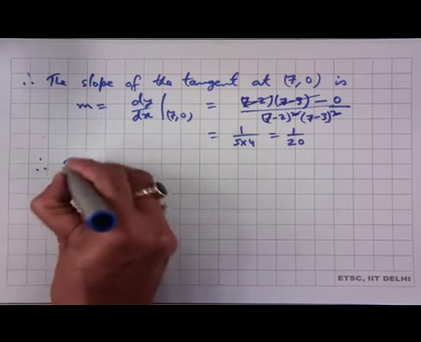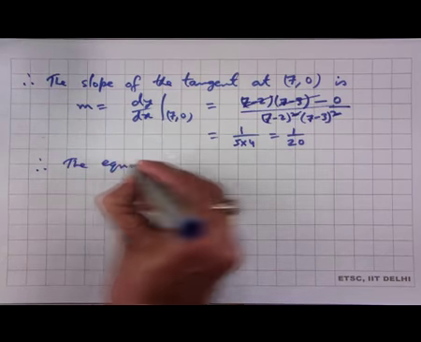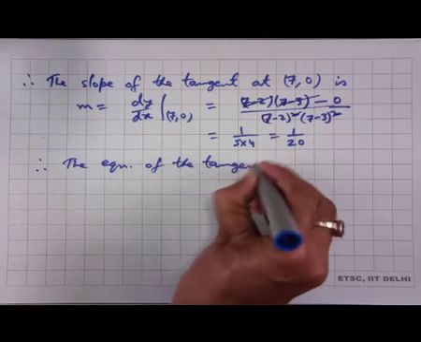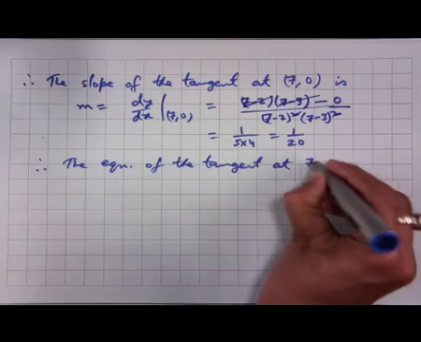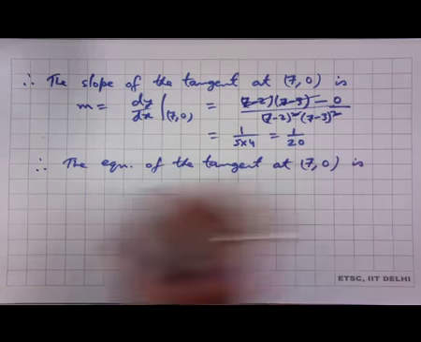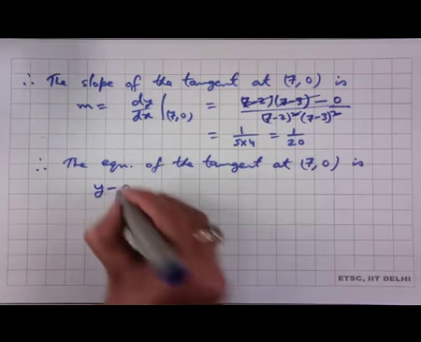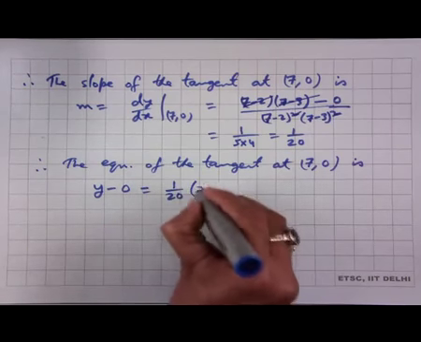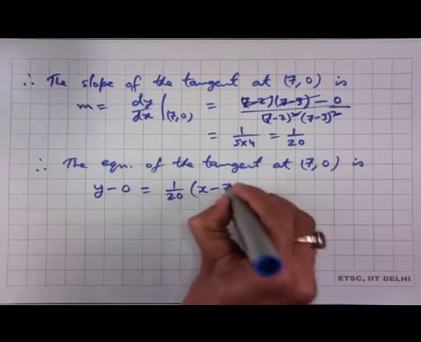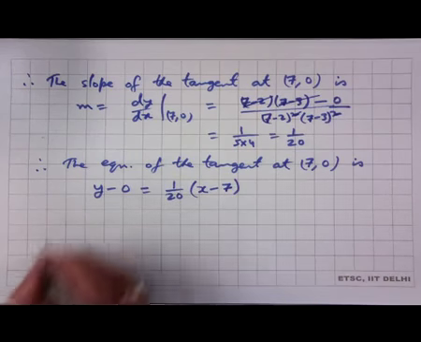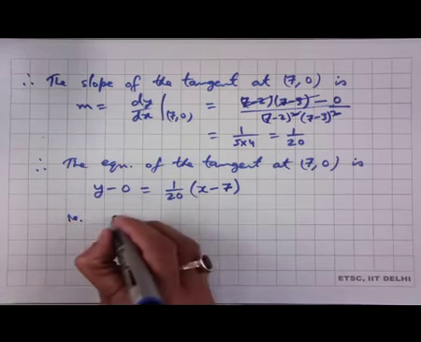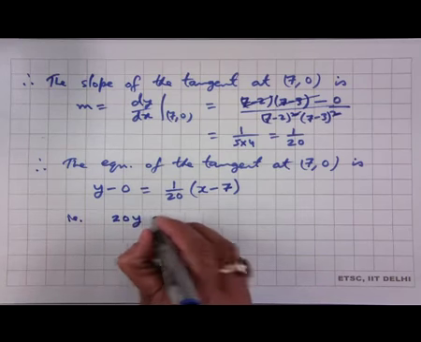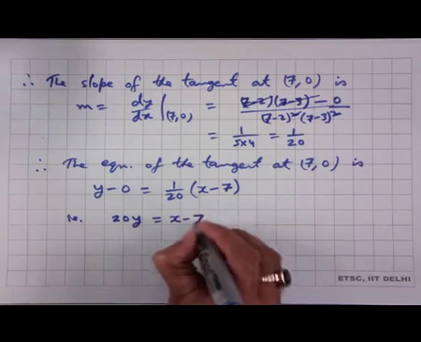Therefore, the equation of the tangent at (7, 0) is y - 0 equal to the slope 1/20 times (x - 7), or 20y is equal to x - 7.